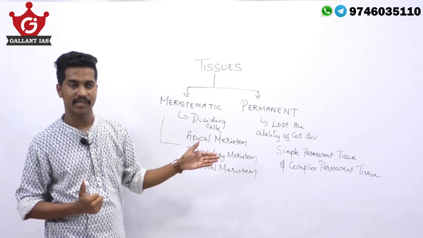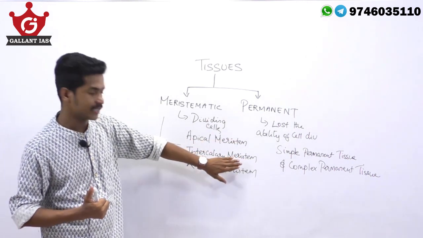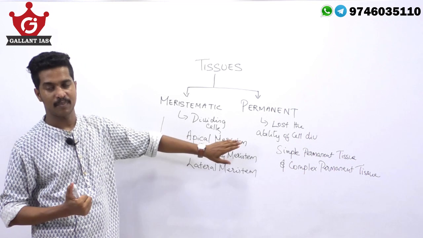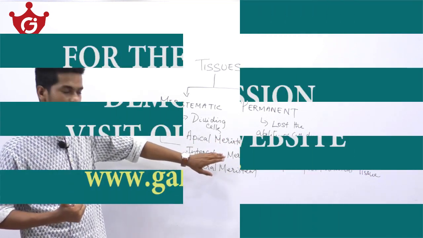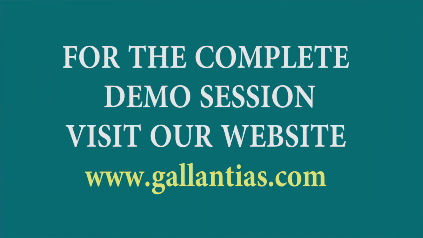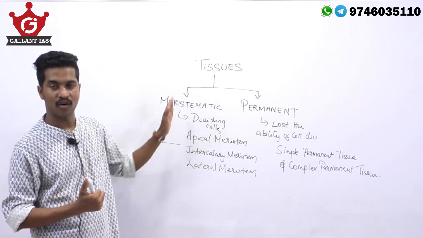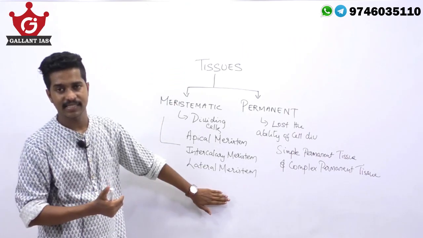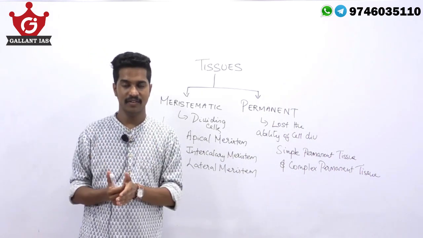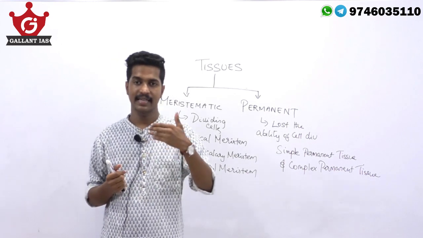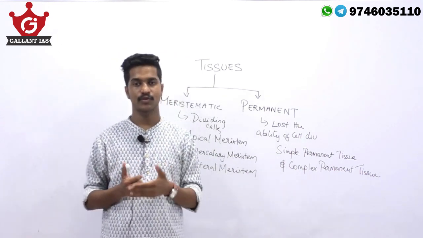And the intercalary meristem is derived from the apical meristem. So both the apical and intercalary meristem have the same function: these two contribute to the elongation of the stem. And the lateral meristem occurs on the side. So this lateral meristem helps in increasing the width of the plant, or the girth of the plant increases as a result of the lateral meristem.